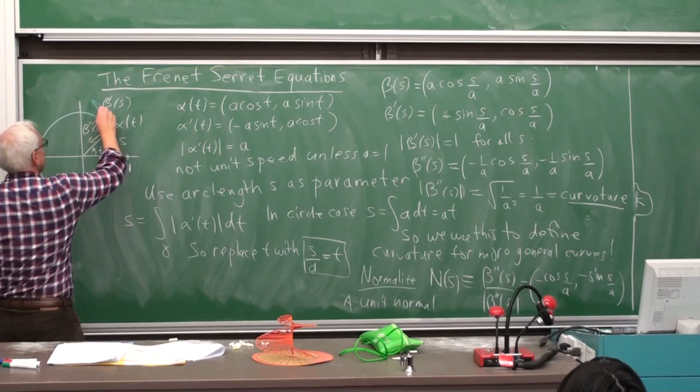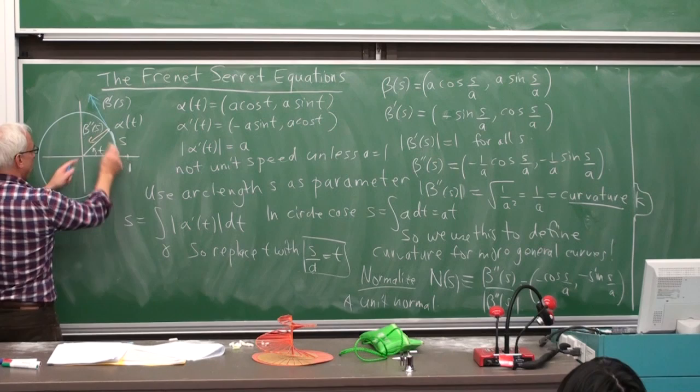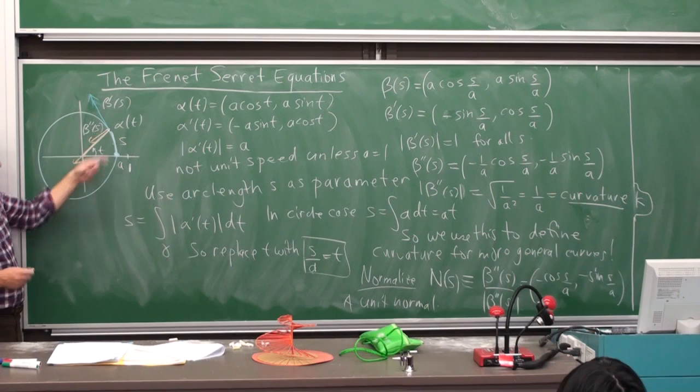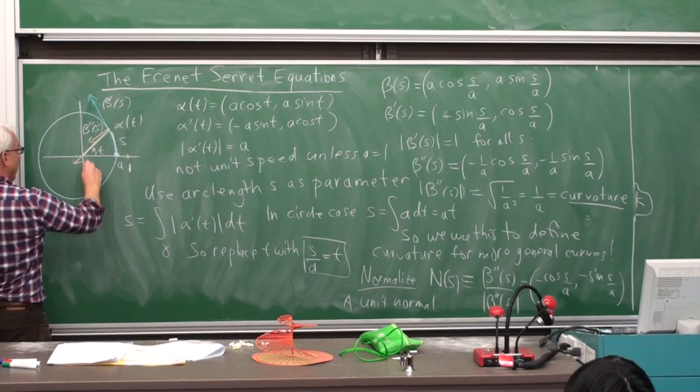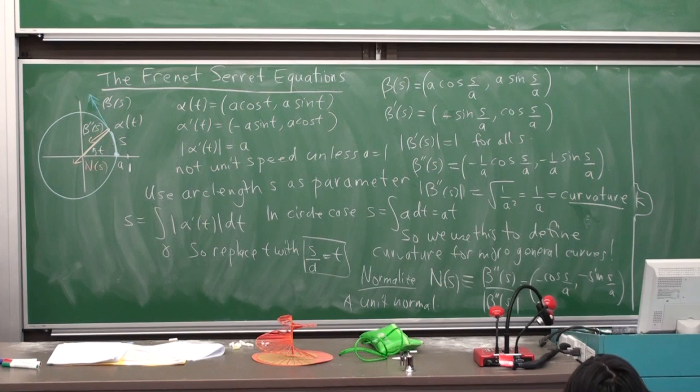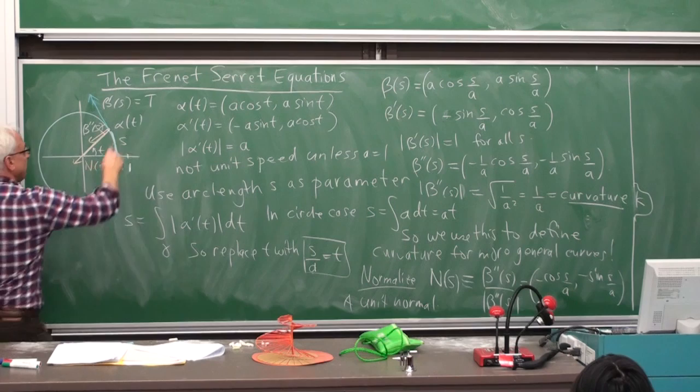So in that case, the normal vector, which we've renormalized, beta double prime of s, renormalized so that it has length 1, will be something like this. There will be N of s, pointing in the same direction as beta double prime, but just of length 1. So now we have these two vectors. They are perpendicular in this case, and they're both of length 1. This is the normal vector. This is the tangent vector here, and we're going to call it T of s, and this is the normal vector N of s.